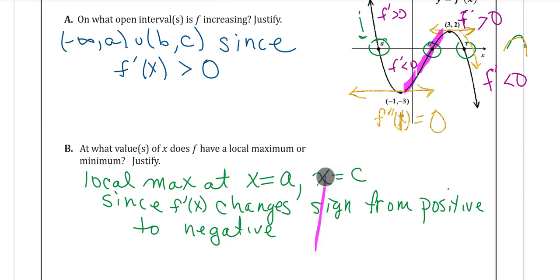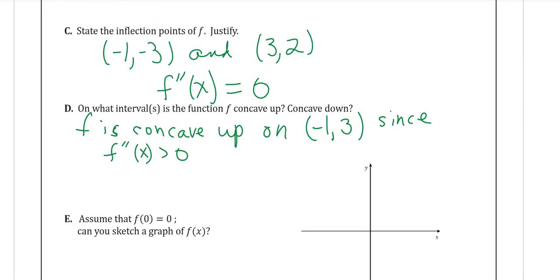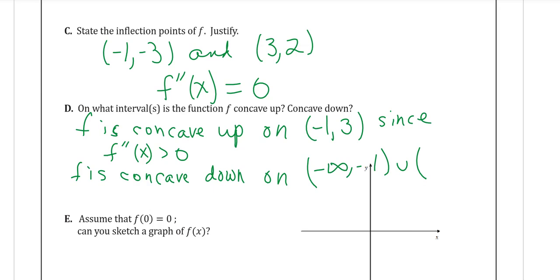And we can use the same rationale for concave down. So f is concave down on -infinity to -1, and then again from 3 to infinity. And the reason for that is the second derivative is going to be less than 0.